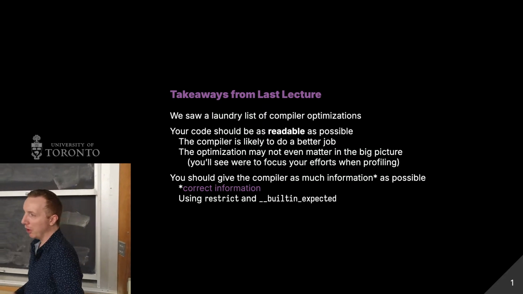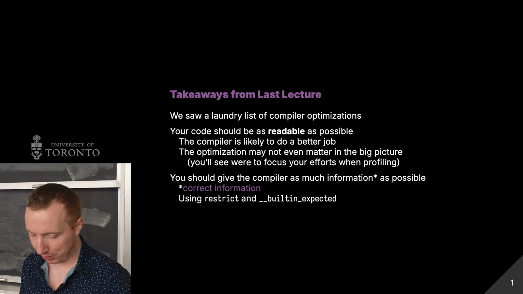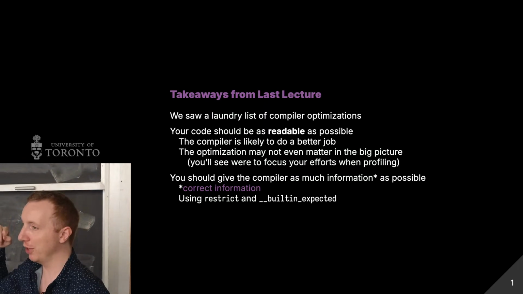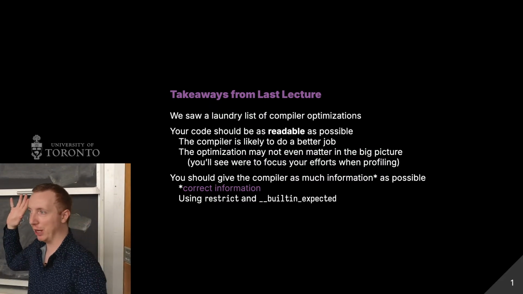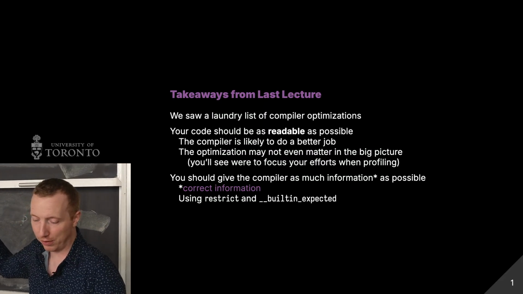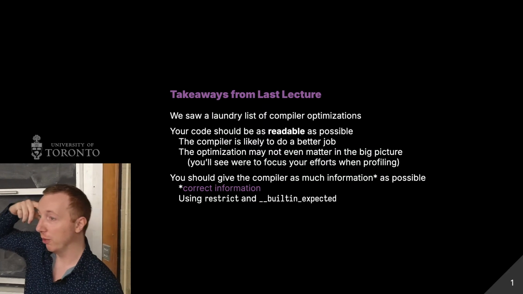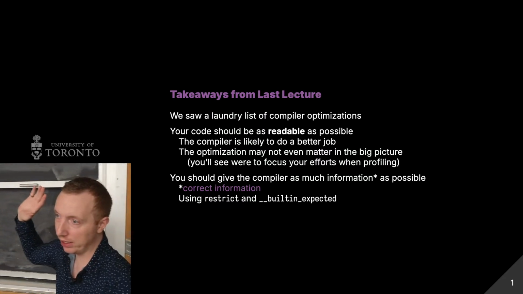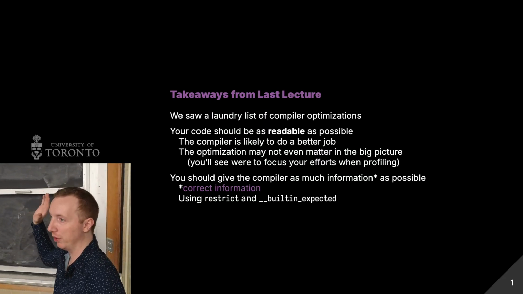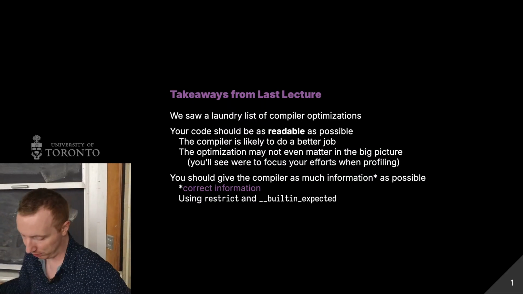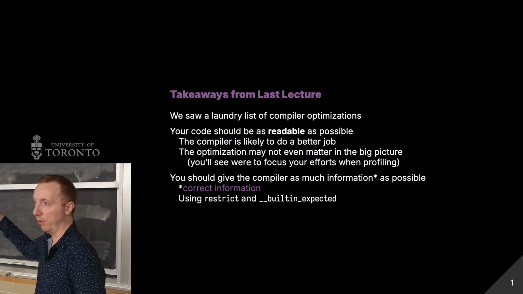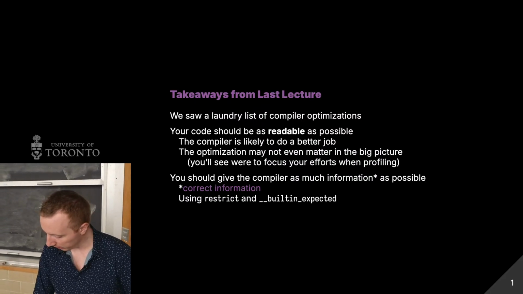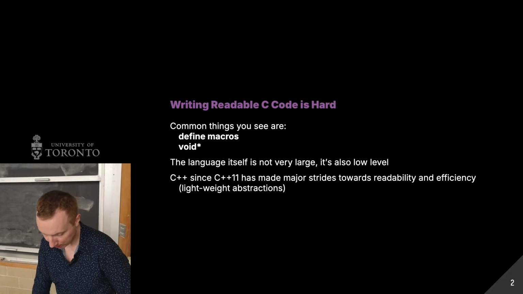The other thing we got from the last lecture was you should give your compiler as much information as possible. The information needs to be correct, otherwise you will get worse performance or undefined behavior, which is even worse. We saw two ways to give the compiler some more information: using restrict, aka these pointers do not alias, or this pointer, nothing else points to the same thing as this pointer. And then that built-in expected. So if you know the outcome of an expression, you can go ahead and tell the compiler what you believe it is. Linux kernel uses it all the time for if statements.